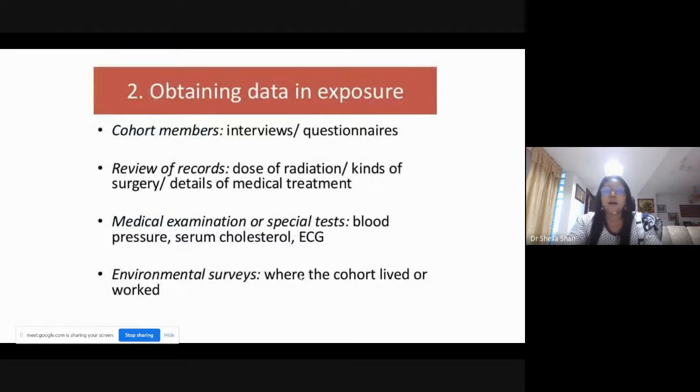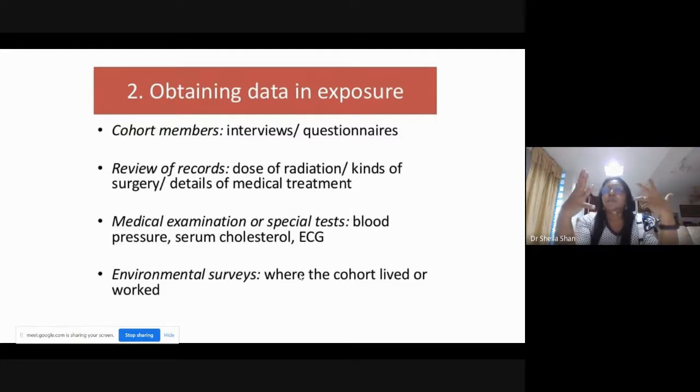So for the cohort members, how you obtain the data, you can do interviews, you can do questionnaires, a review of the records, the dose of radiation. Maybe the person living very near. Okay, there's one example. If you have a house very near to an electrical pole, and you have another population staying near a riverside.